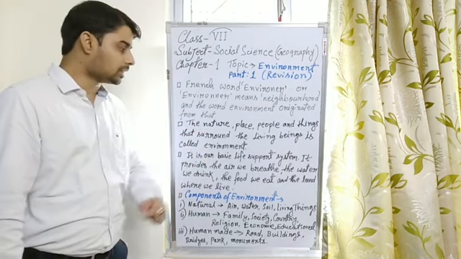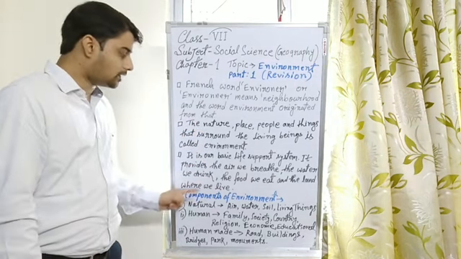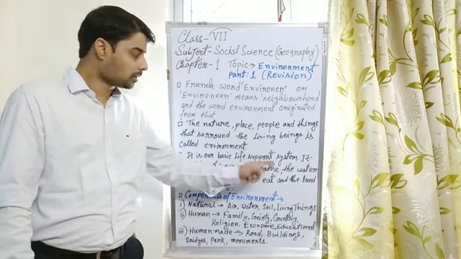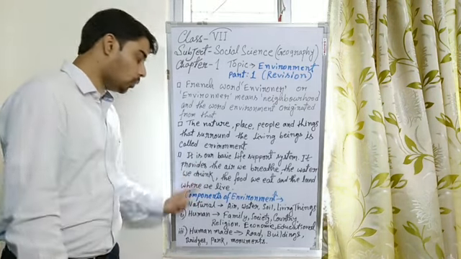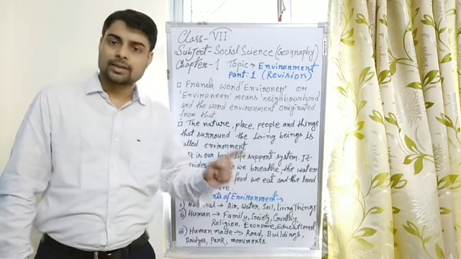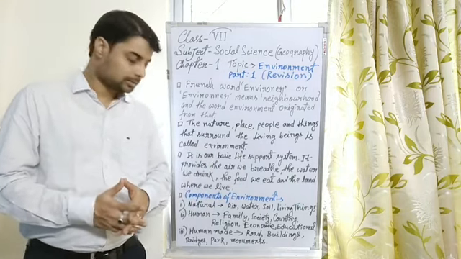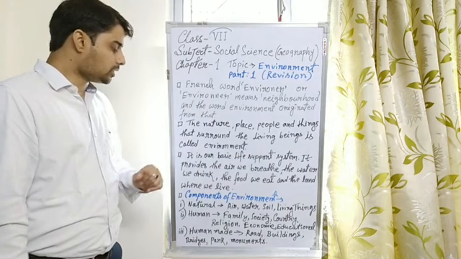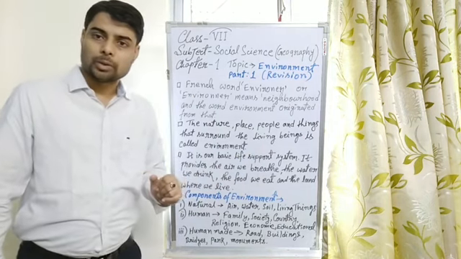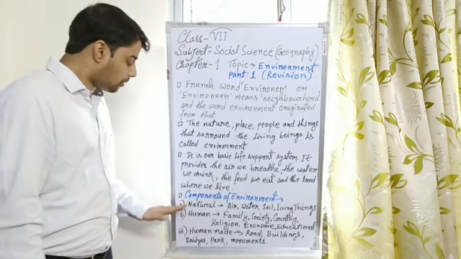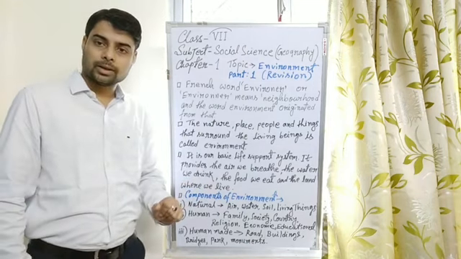And it is our basic life support system, and it provides the air we breathe, the water we drink, the food we eat, and the land where we live. So all these things are given by our environment to us. Now this is environment. Now what are the major components or divisions of environment? So let's check. Number one, natural environment.